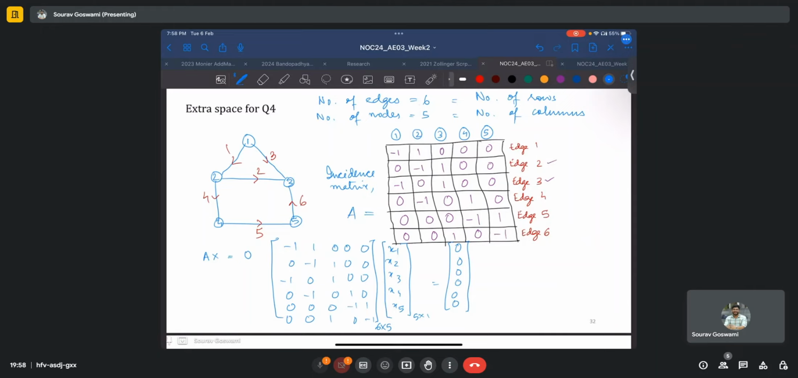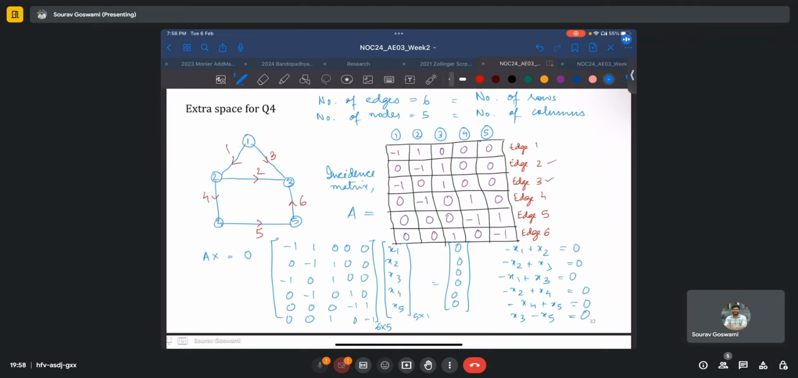So what does it mean? The first row will change to minus x1 plus x2 is 0. The second would be minus x2 plus x3 is 0. Third would be minus x1 plus x3 is 0. Minus x2 plus x4 is 0. Minus x4 plus x5 is 0. And x3 minus x5 is 0.